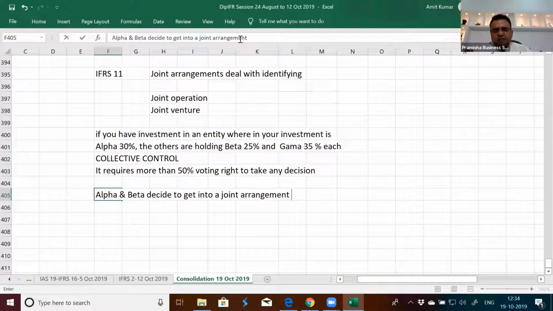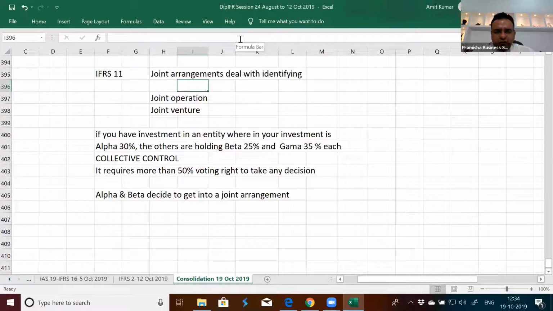Now first we need to identify whether a joint arrangement exists or not between two parties. A joint arrangement is a contractual agreement between two parties that will vote together or work together, or let's form a separate legal entity. When we have identified a joint arrangement, we'll need to further identify whether it is an operation or a venture. Now, what is the difference between an operation and a venture?